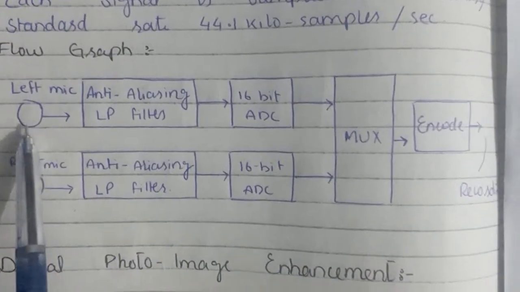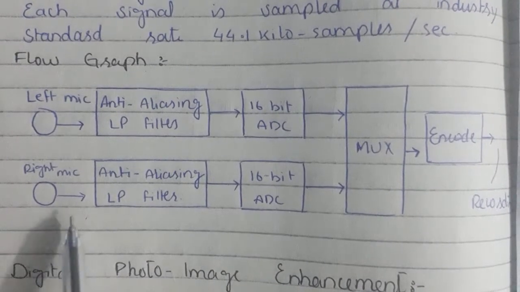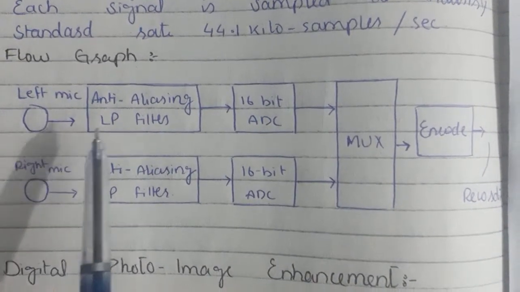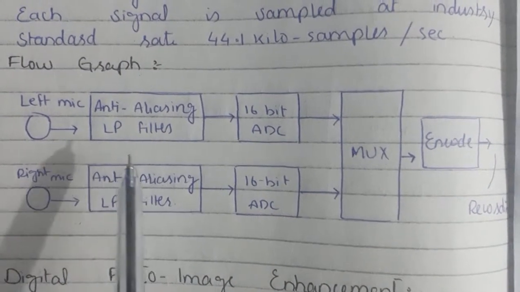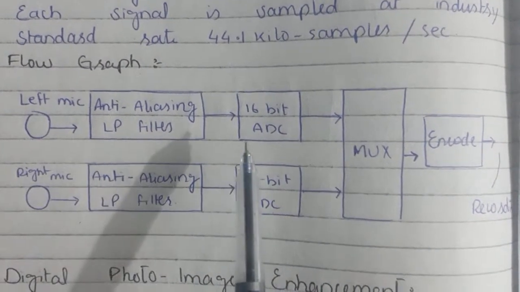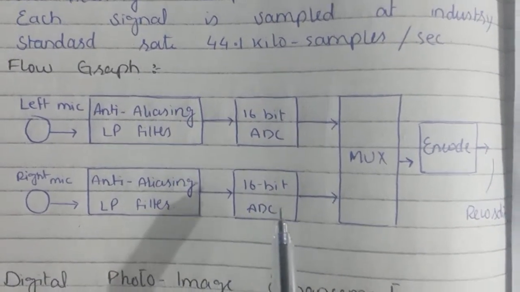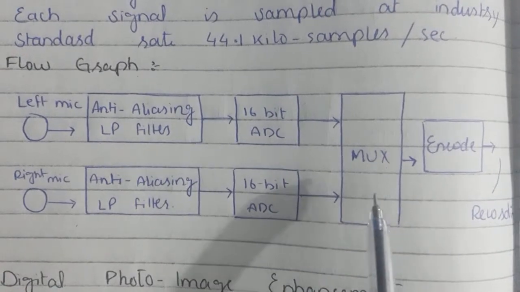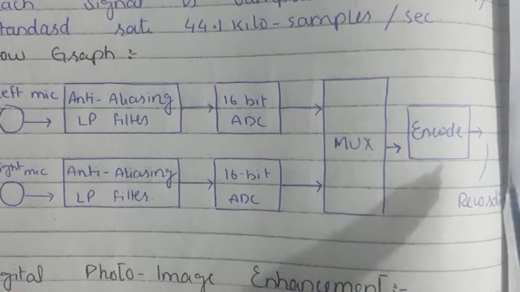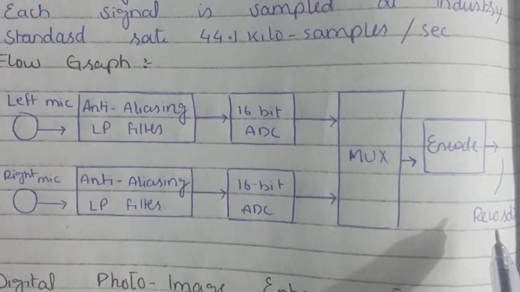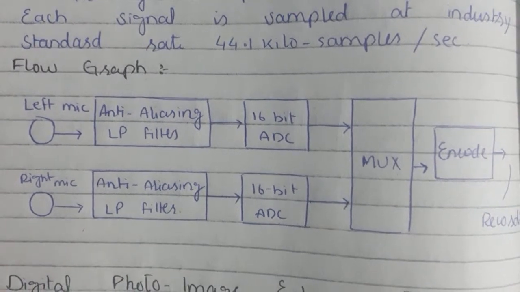Now we see the flow graph. Here we use two different microphones, one left and the second one right. Both microphone signals pass through an anti-aliasing low pass filter where high frequencies are removed to avoid aliasing, and then they pass through an analog to digital converter to convert into digital form. Then these two signals are multiplexed using a mux, and then they are encoded, and after that the recording process occurs. So this is the complete procedure of this application.